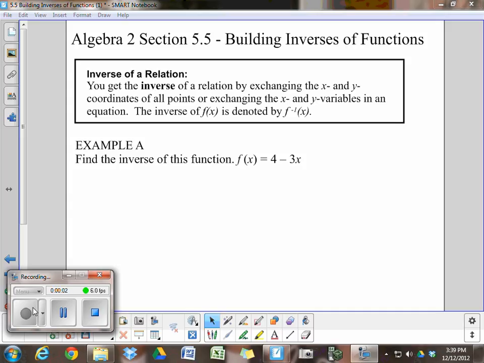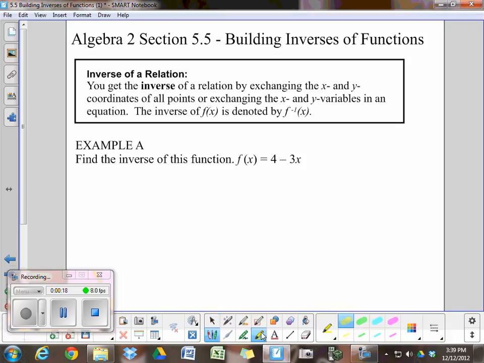This video goes with your notes guide for section 5.5, building the inverse of a function. It says here that the inverse of a relation is found by exchanging the x and y coordinates of all points or exchanging the x and y variables in an equation. And it gives you a notation for the inverse as well. We'll talk more about the notation in class tomorrow.